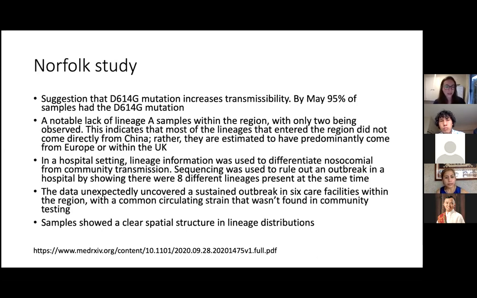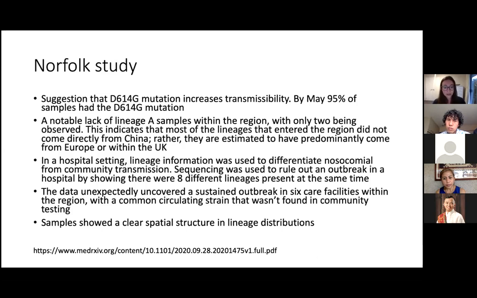Another thing they noted was that typically you have A and B lineages of COVID, A being the original out of China strain. There wasn't a lot of that found in Norfolk. I think they only found 2 lineage A samples, which suggests that whatever was getting into that part of England was more likely to be coming from other parts of the UK and from Europe, which isn't too surprising.